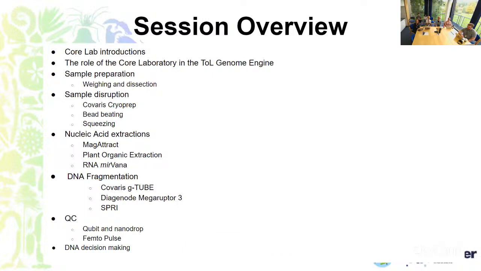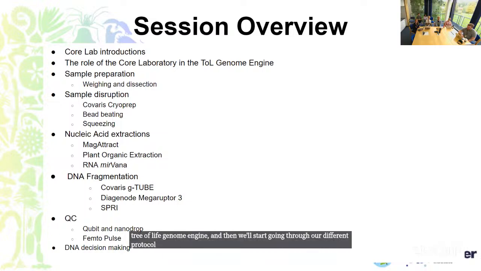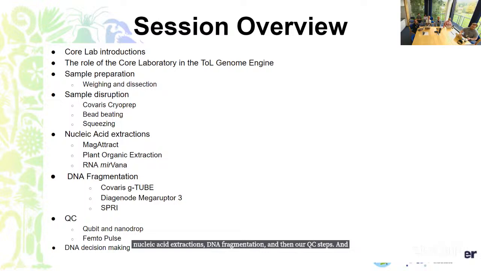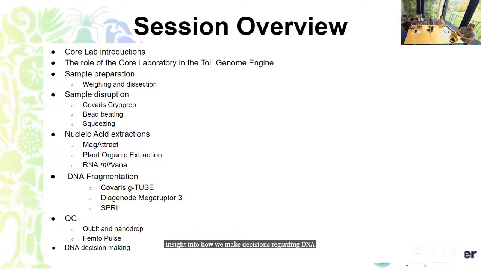So just an overview of the session today. We'll introduce ourselves to you all. I'll then hand over to Caroline, who will talk about the role of the core lab in the Tree of Life genome engine. And then we'll start going through our different protocols from our different parts of the pipeline. So these encompass sample preparation, sample disruption, nucleic acid extractions, DNA fragmentation, and then our QC steps. And finally, we'll give you a brief insight into how we make decisions regarding DNA extractions to decide whether we've managed to get a good DNA extraction from our protocols.